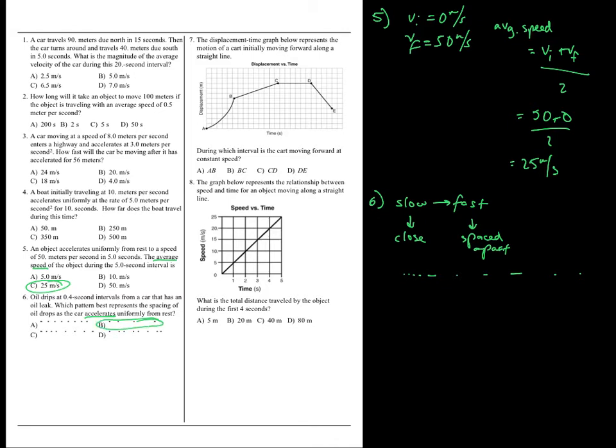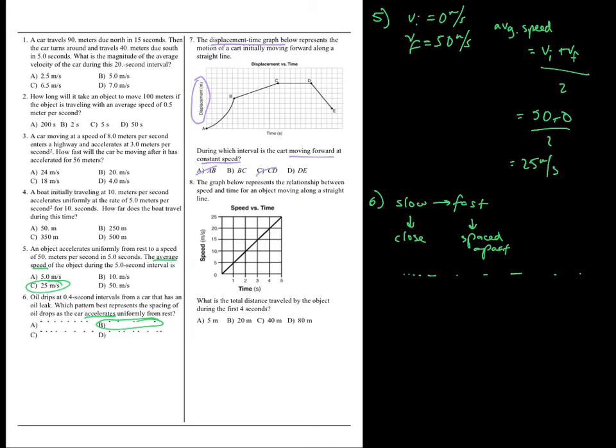Number 7. During which interval is the cart moving forward at constant speed? We have a displacement versus time graph. On our y-axis, we have displacement, so we're talking about your position away from start, from 0. We're looking for moving forward at constant speed. Constant speed means we're changing our position at a constant rate. The ones that show that are BC and DE.